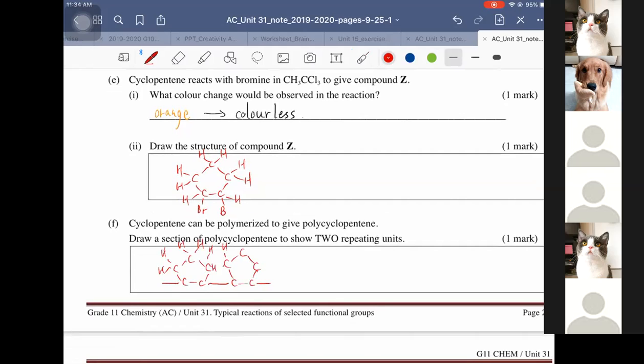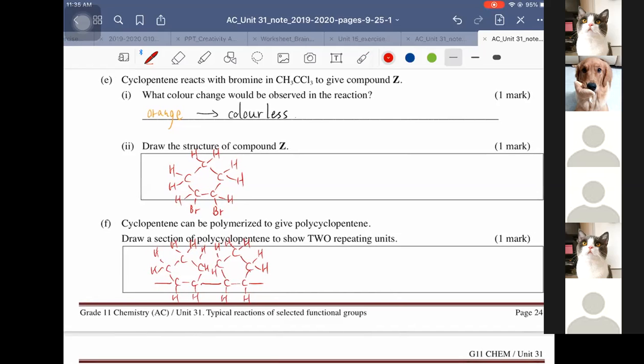Run out of space. So that would be the polymer. Sorry, that should be bromine.